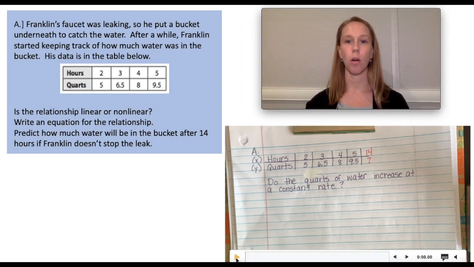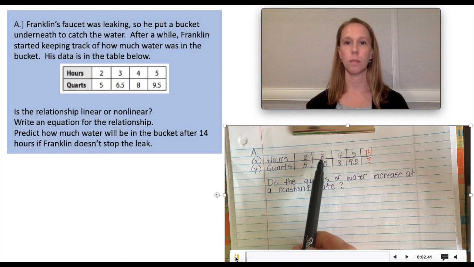So on my paper, I started by recording the table. And I wanted to think about, do the quarts of water increase at a constant rate? So pause the video if you can and figure out if the quarts of water increase at a constant rate.